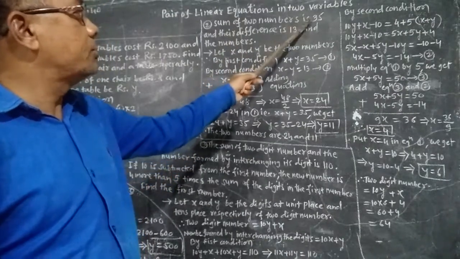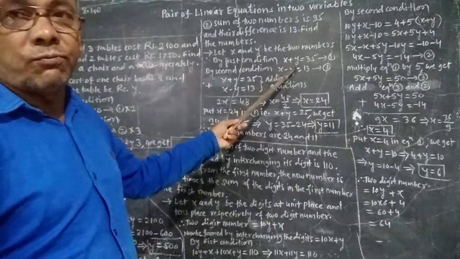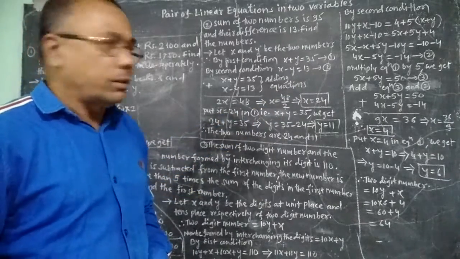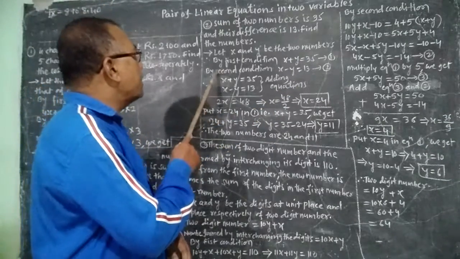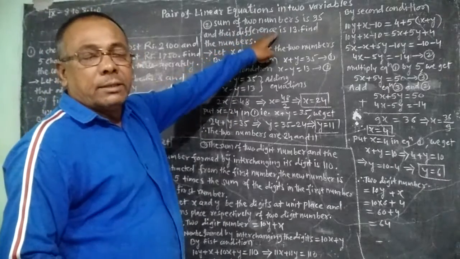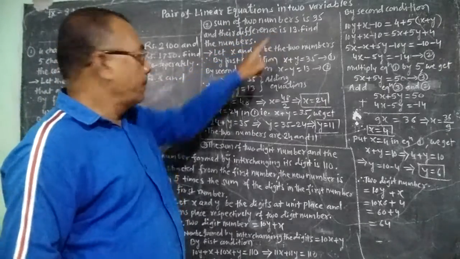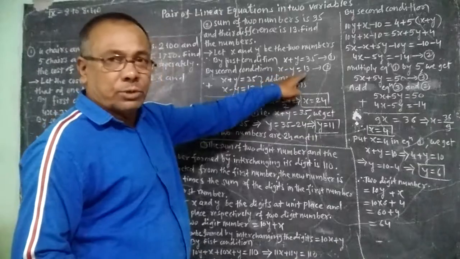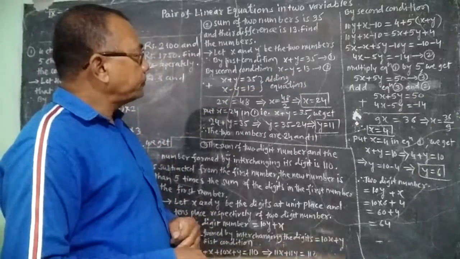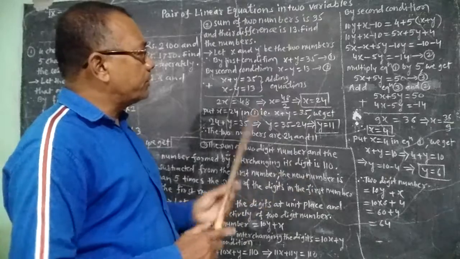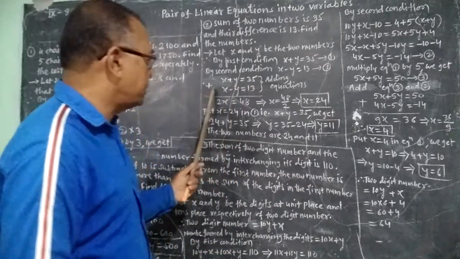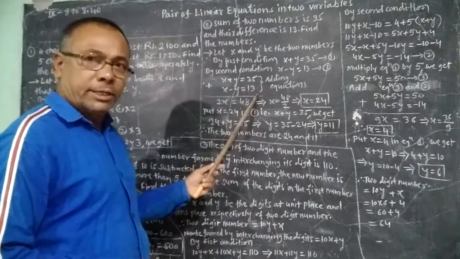By the first condition, the sum of the two numbers is 35, and therefore x plus y is equal to 35, equation number 1. Now by the second condition their difference is 13. Difference means subtraction, so x minus y is equal to 13, and that is equation number 2. Here if we add equations 1 and 2, means x plus y is equal to 35 plus x minus y is equal to 13.